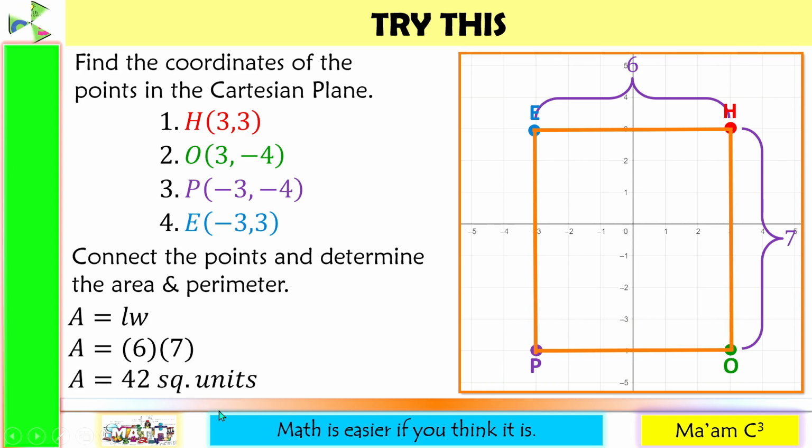42 is square units. Now let us solve for the perimeter. Let us recall the formula of perimeter. That would be 2L plus 2 width. Twice of the length plus twice of the width.